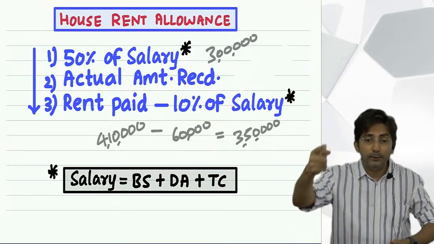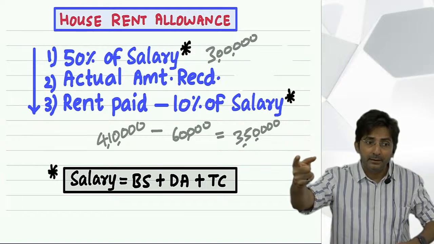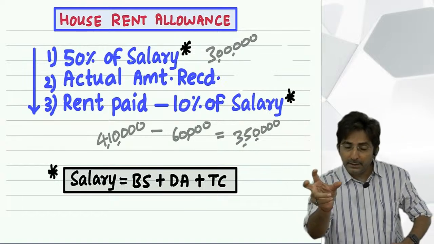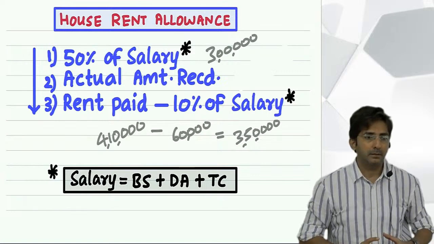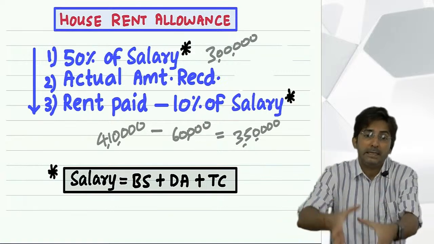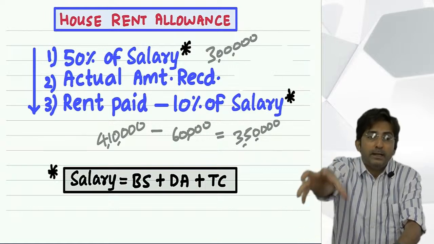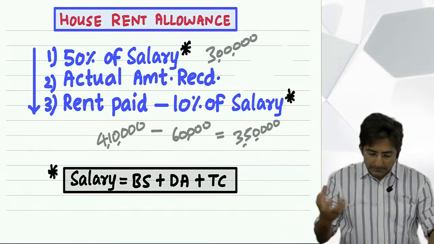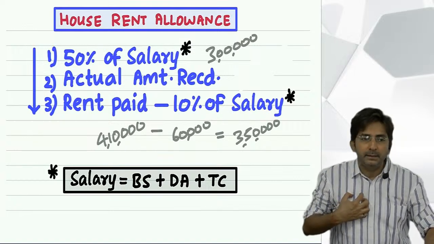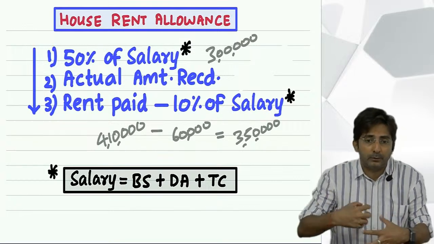So in inflation, things become costly. So with the word costly, there is another word, dear. So dearness allowance. Because things are becoming costly due to inflation, you are given dearness allowance. Okay. So something becoming dear and dearer means it will become more valuable and costly. Okay.